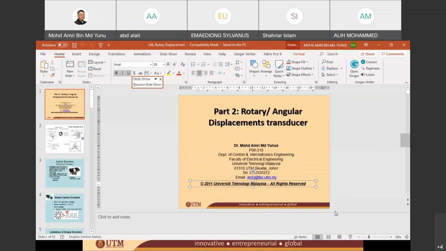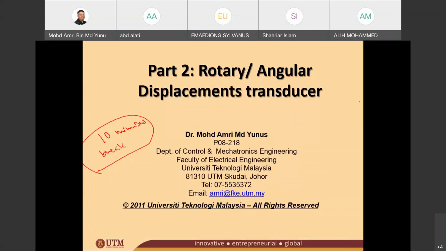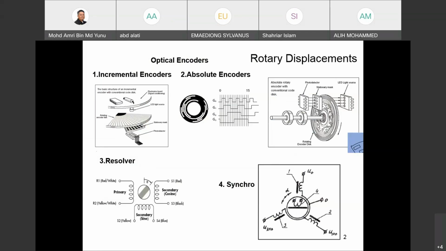Okay, let's resume on the rotary or angular displacement transducer. Basically, we will look into a few different optical encoders. We will look into the resolver and synchro, which are part of the rotary displacement transducers.